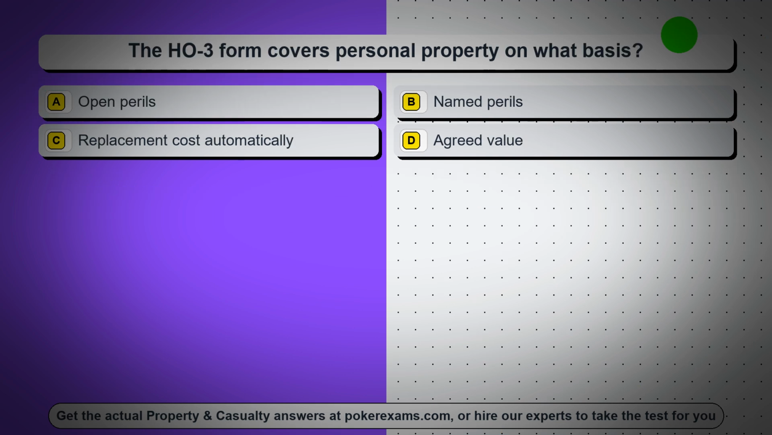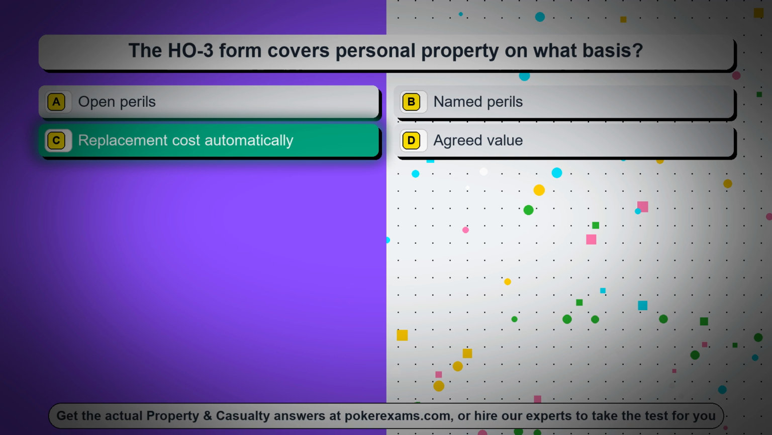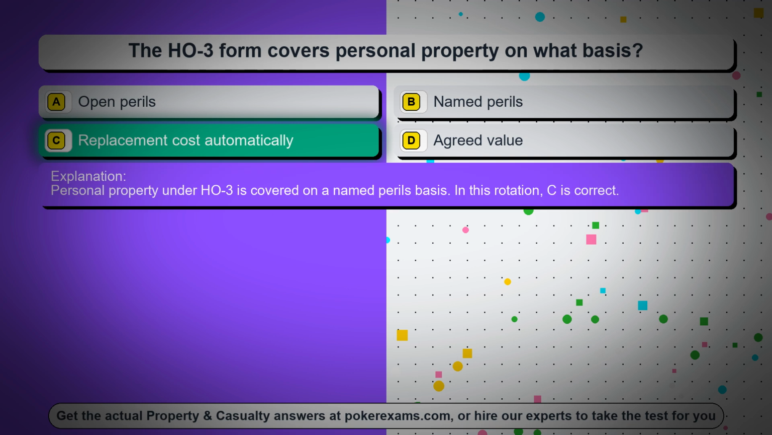Question 28. The HO3 form covers personal property on what basis? Option A, open perils. Option B, named perils. Option C, replacement cost automatically. Option D, agreed value. The correct answer is option C, replacement cost automatically. Personal property under HO3 is covered on a named perils basis. In this rotation, C is correct.